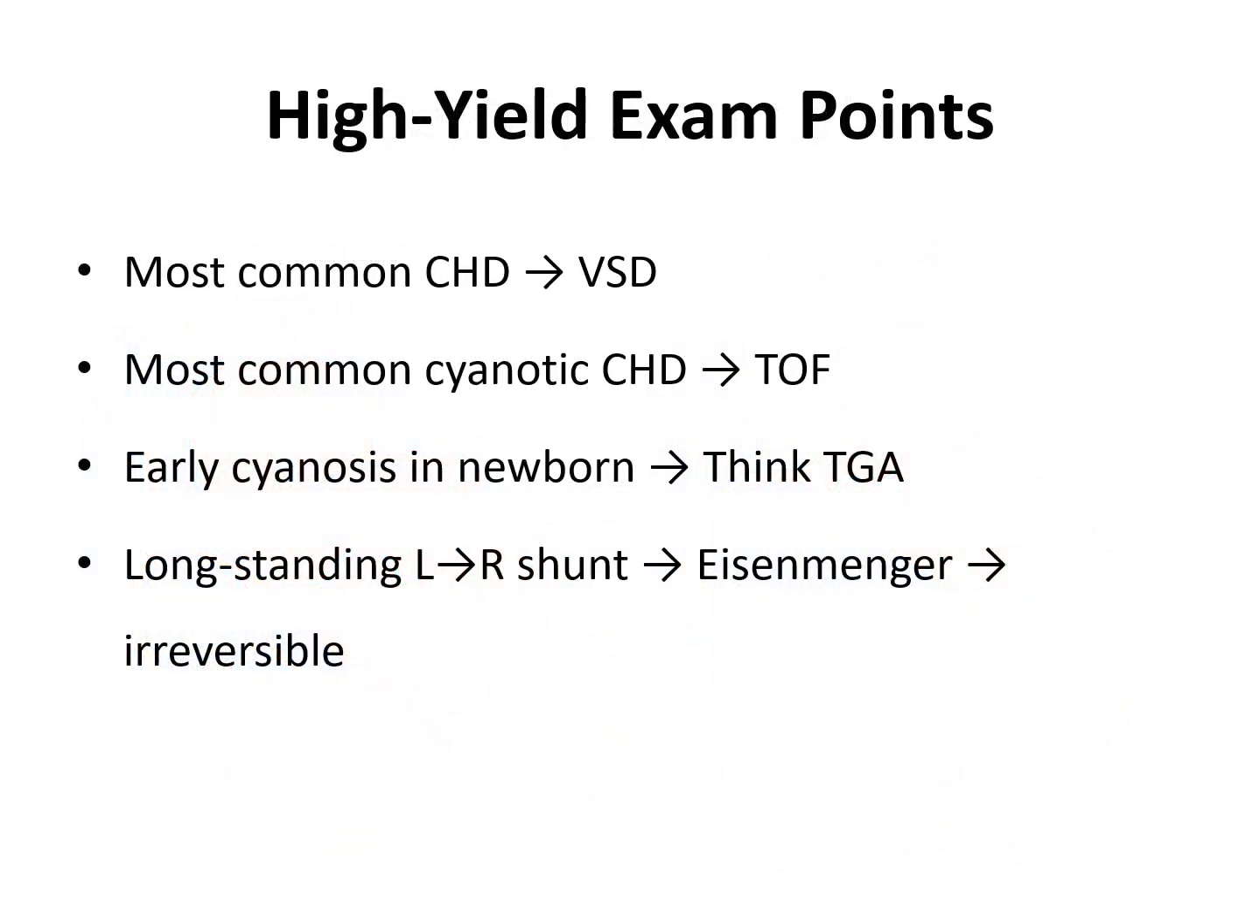Now the high yield exam points are: the most common congenital heart disease is the VSD, or ventricular septal defect. The most common cyanotic congenital heart disease is the tetralogy of Fallot, whereas for early cyanosis in a newborn, think of transposition of great arteries. Long standing left to right shunt will lead to Eisenmenger syndrome, which is an irreversible condition.